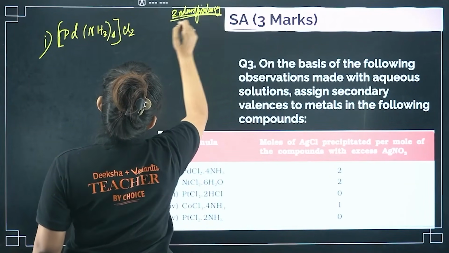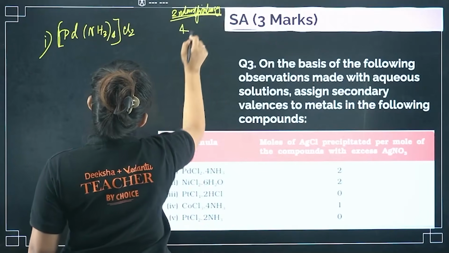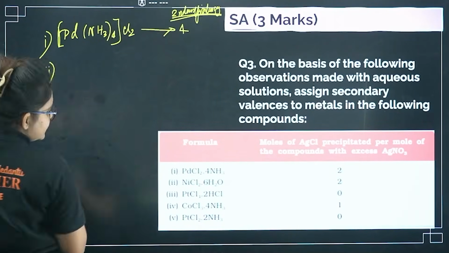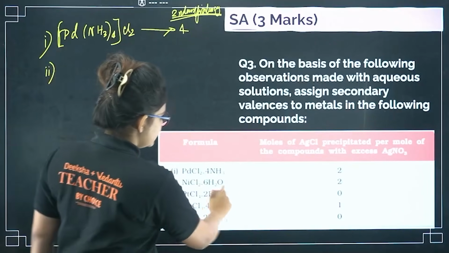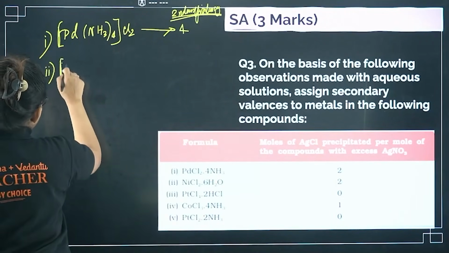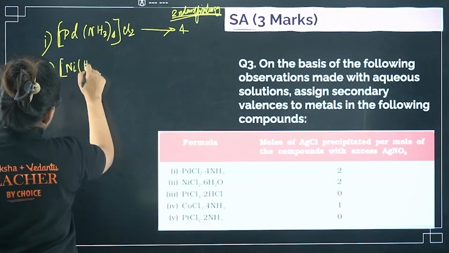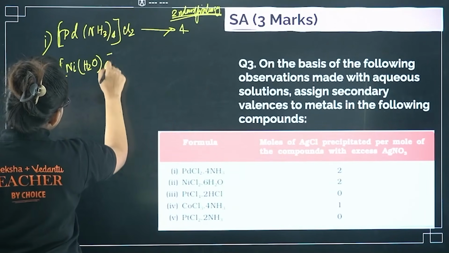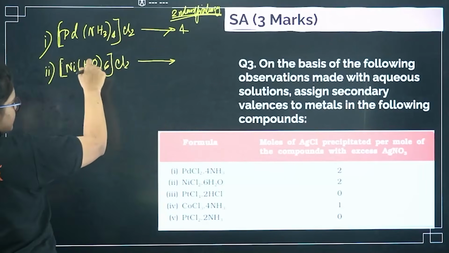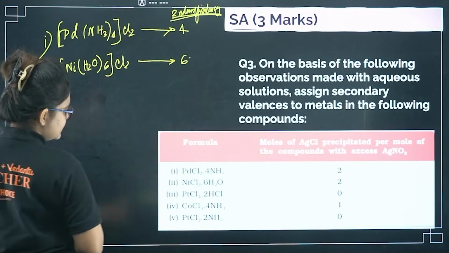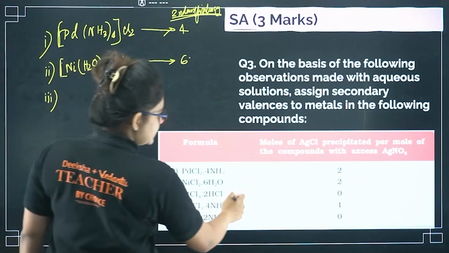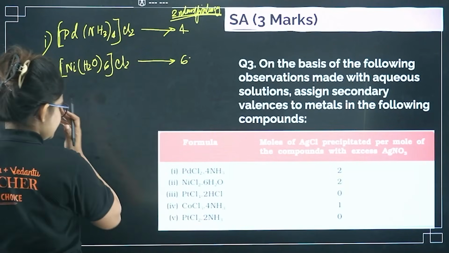Okay, secondary valency for the first case is going to be 4. Second case, if I draw it, you can see I am getting 2 units of AgCl precipitation. So Ni(H2O)6 outside Cl2. In this case it is 6 secondary valency. For 3, there is no AgCl precipitation, right?